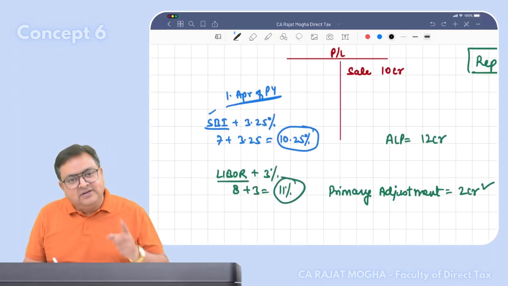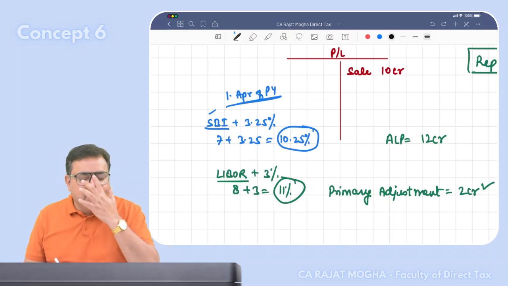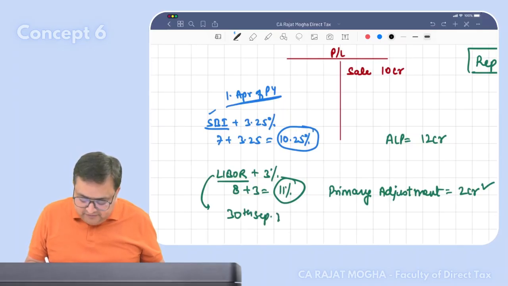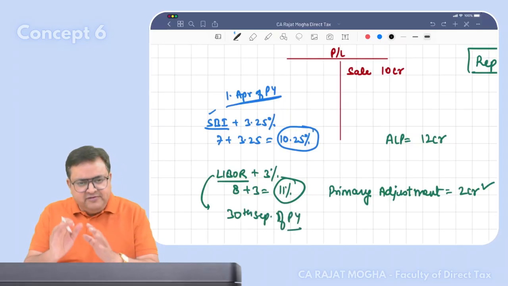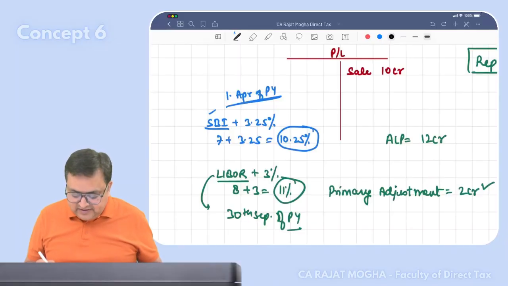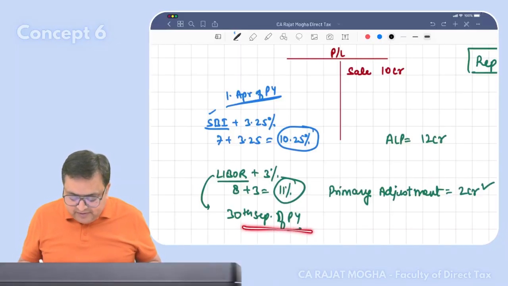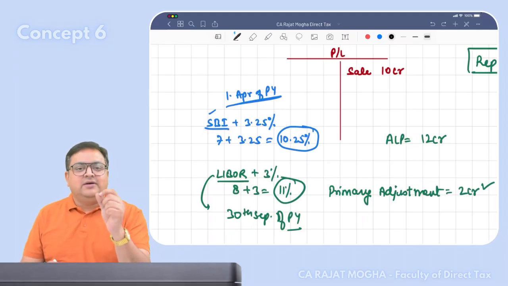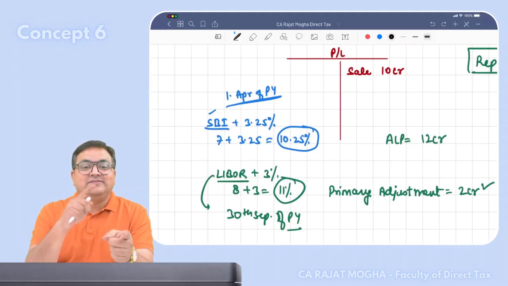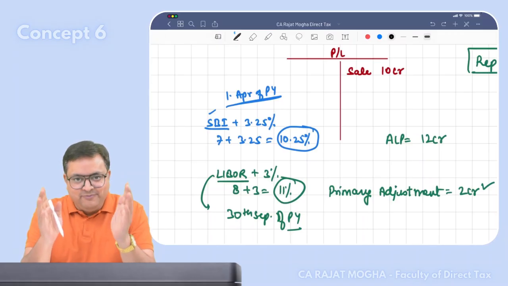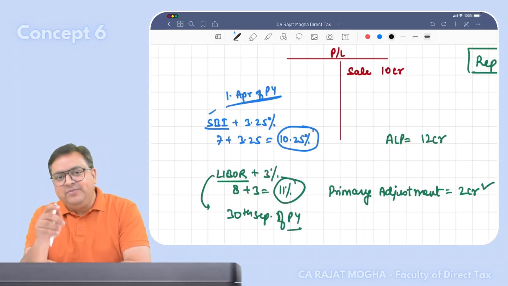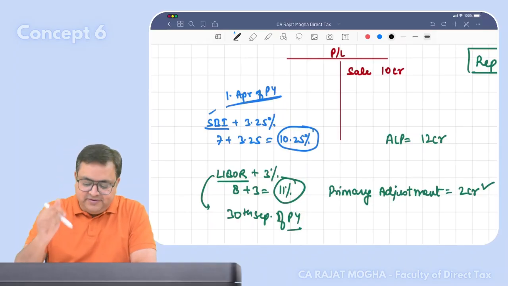LIBOR rate of which date, sir? It is also the 1st April of the previous year. No, it is not the 1st April of the previous year. It is 30th September of the previous year. I'll give you an example, then we'll understand better. So if it is denominated in Indian currency, SBI rate plus 3.25%. Please learn 3.25%. And if it is foreign currency denomination, then it would be LIBOR rate plus 3%.